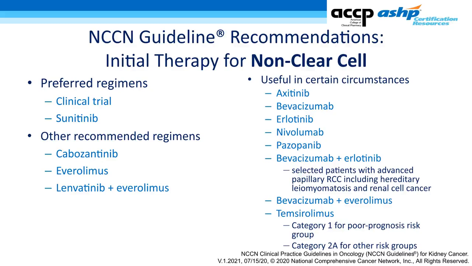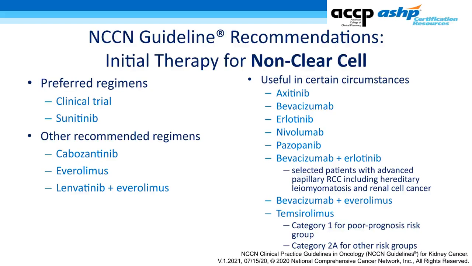I do not have time to say a whole lot about non-clear cell histology in renal cell carcinoma. It is a poorer prognosis than clear cell histology, which is the more common subtype. One of the ways you know right away that we don't have great options is that one of the preferred regimens here is clinical trial for non-clear cell metastatic renal cell carcinoma or sunitinib. You can see there that other recommended therapies include TKI or a combination of lenvatinib plus everolimus.